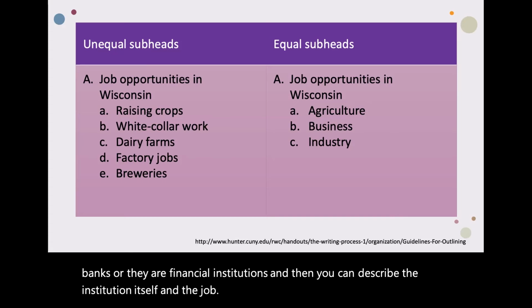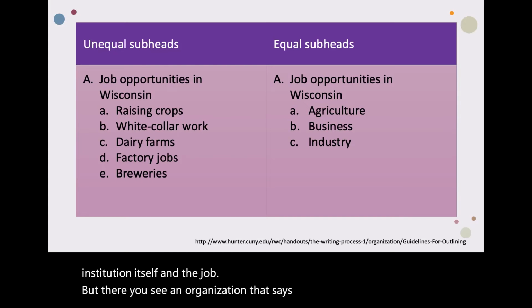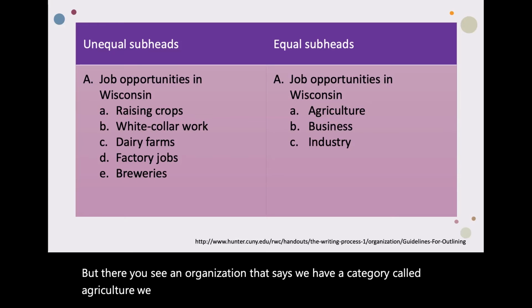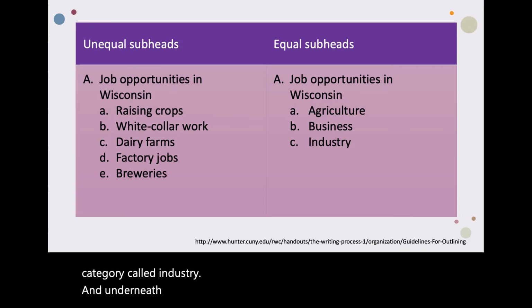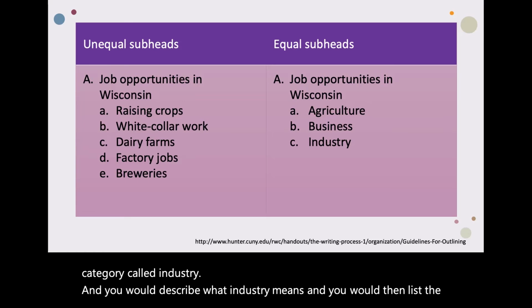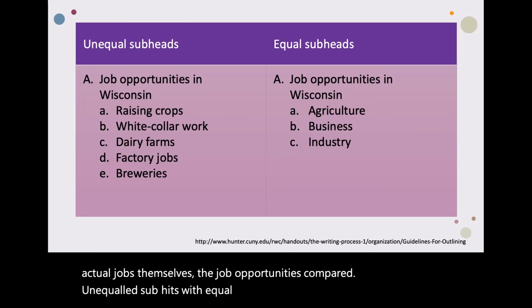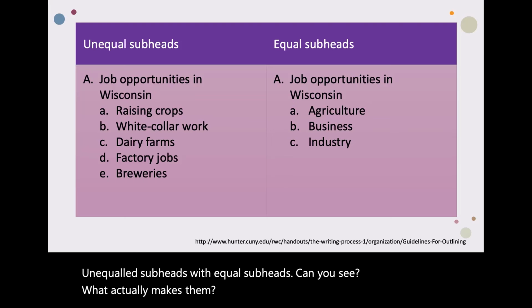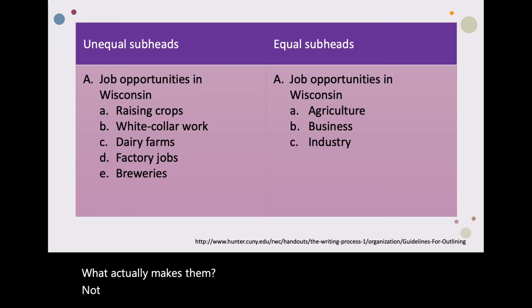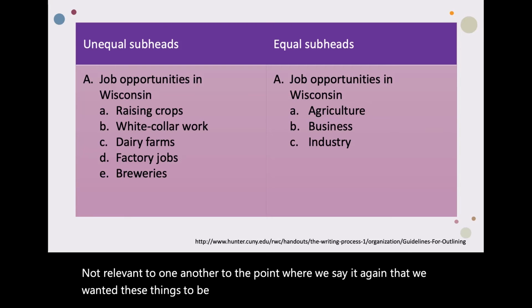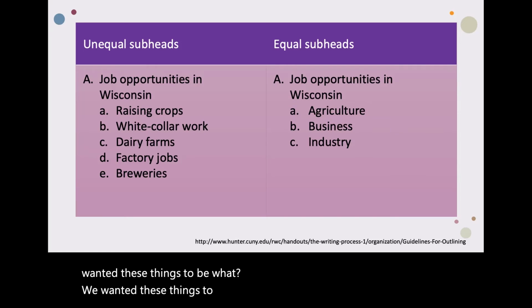But there you see an organization that says, hey, we have a category called agriculture, we have a category called business, and then we have a category called industry. And underneath that, you would describe what industry means, and you would then list the actual jobs themselves, the job opportunities. Compare unequal subheads with equal subheads. Can you see what actually makes them not relevant to one another, to the point where we said again that we wanted these things to be what? We wanted these things to be equal and organized.